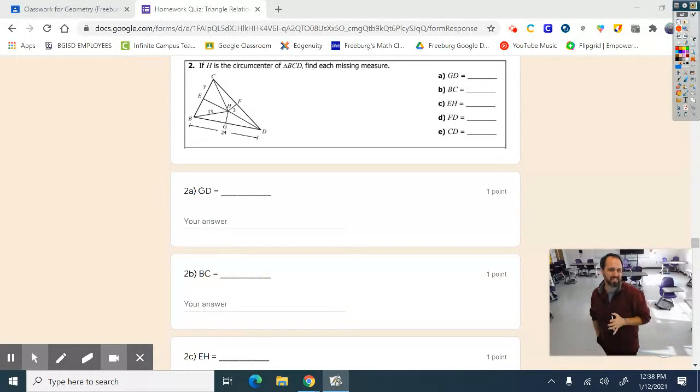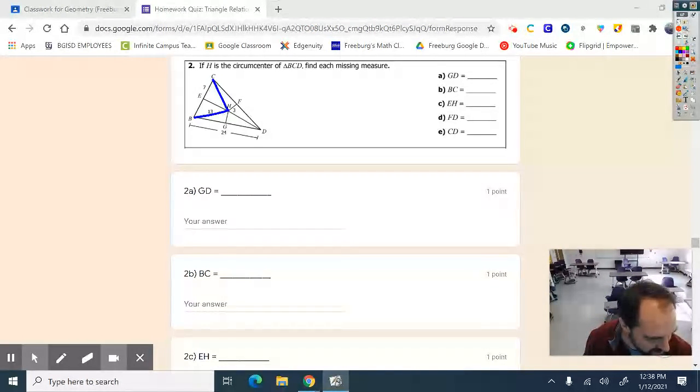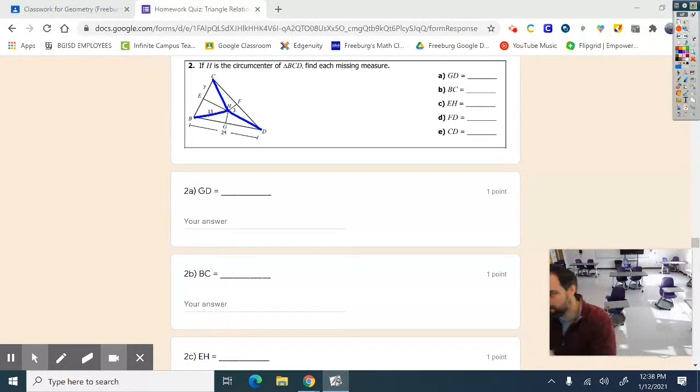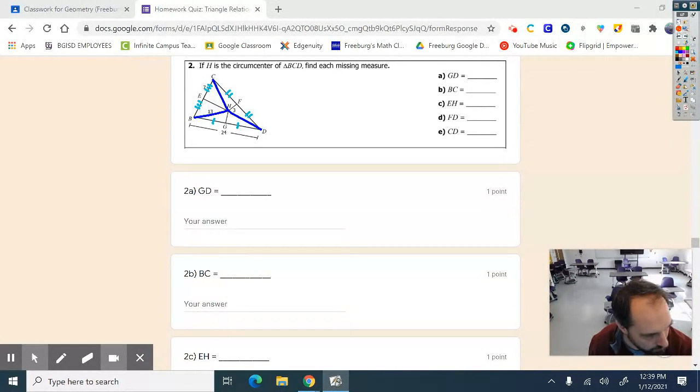So if H is the circumcenter here, find all these missing pieces. Again, if this is 13, then this is 13, and this is 13. That's our property. That kind of helps us with all these pieces. We also know that these are midpoints because it's perpendicular bisectors. So this is congruent, this is congruent, this is congruent. And we know that these are perpendicular bisectors, so we know that these little triangles being built are right triangles. So let's go knock out all the elements now, okay?